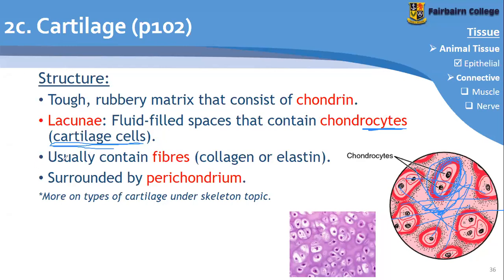Then it also contains fibers. These lines that I drew here would be the fibers. The original diagram didn't have fibers, because some cartilage does not have fibers. It is not in all cartilage, but most cartilage does have fibers, and the fibers can either be collagen or elastin.